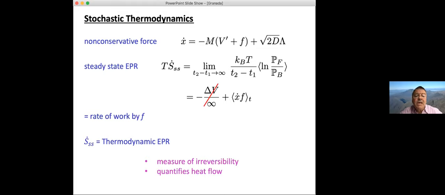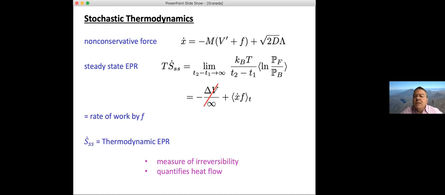This is a proper thermodynamic entropy production in the sense that it doesn't only measure in a quantitative way the extent to which the particle is non-conservative, which it clearly does measure through this rate of working by the non-conservative force, but it also tells me about the heat flow, the rate of heat flow into the reservoir. Okay, so that all fits together.